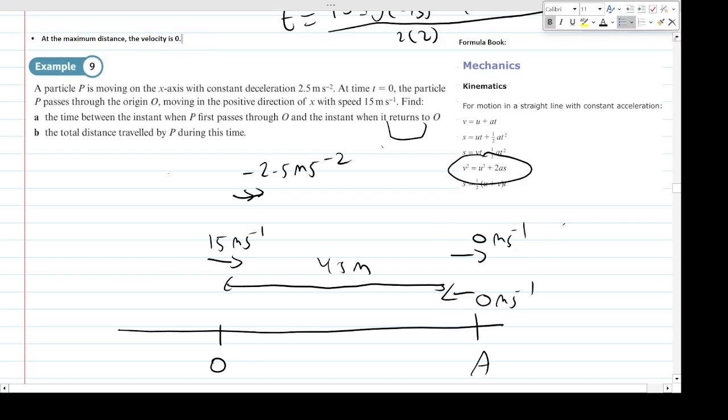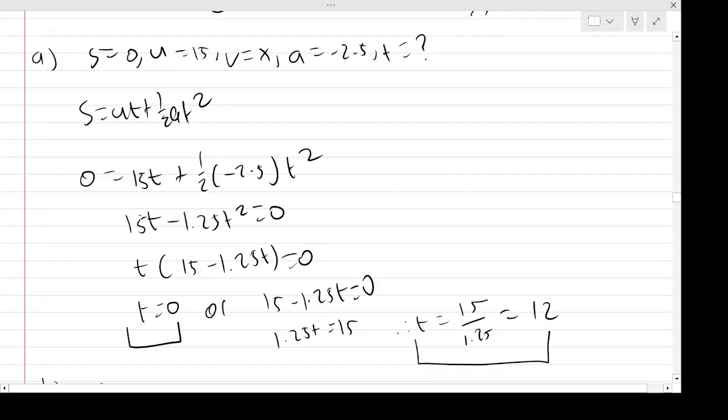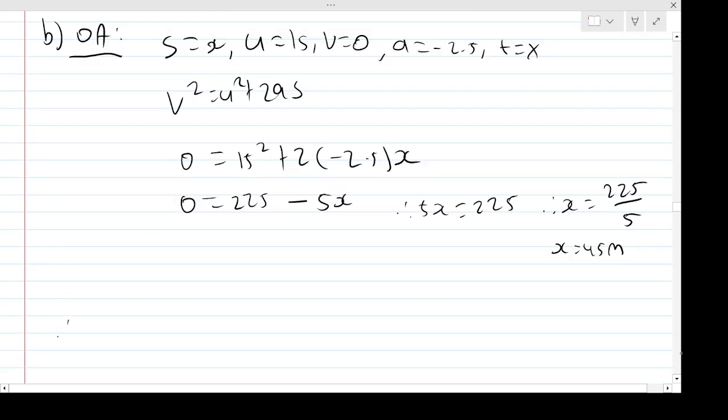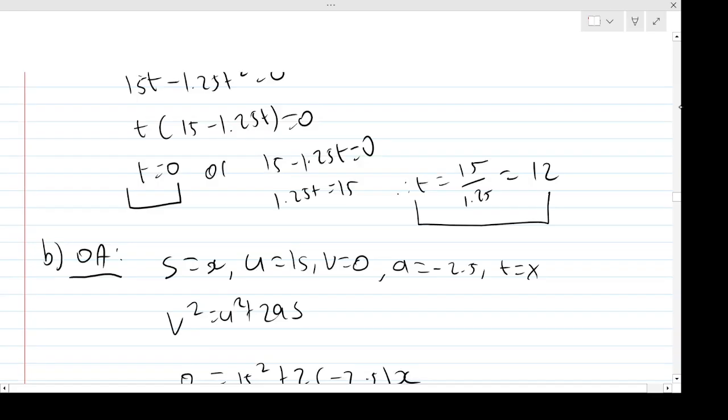Right. Well, actually, if the distance O to A is 45, then obviously it returns back from A to O. It goes backwards in the same way. Then the distance is just going to be another 45, right? We're just going to add 2 lots of 45. If it goes from O to A, then back from A to O, and it returns back to O, then the distance is going to be 2 lots of 45, because it travels 45 forwards, then 45 backwards, okay? So total distance is 2 lots of 45, which is 90 meters. And there we are.